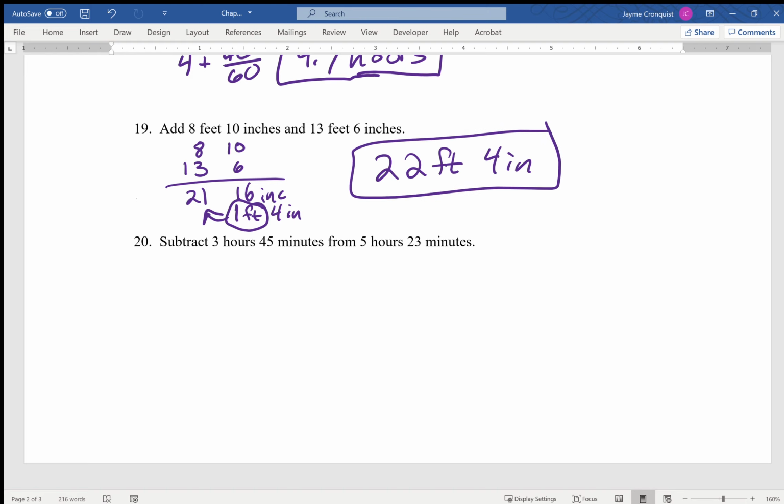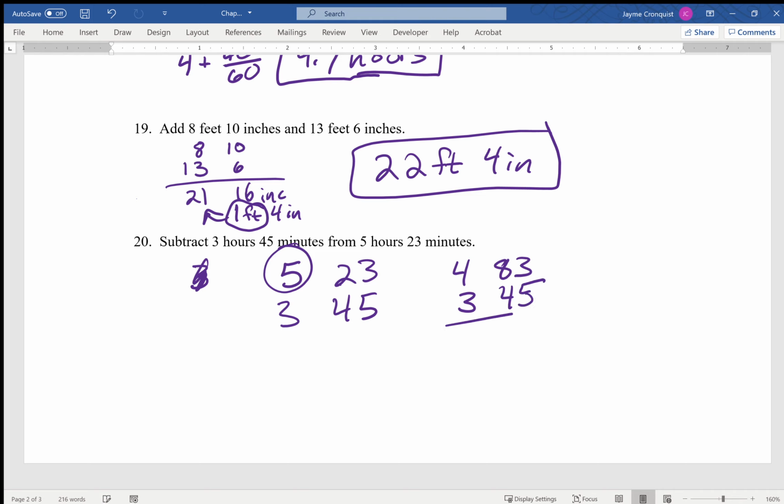Okay, now we're doing it with time. Subtract 3 hours from, so that's not the first one. So it's 5 hours and 23 minutes from 3 hours and 45 minutes. Well, I can't subtract 45 from 23, so I'm going to borrow an hour from that. 4 hours, and then I add 60 to the 23, so I have 4 hours and 83 minutes. I'm going to subtract 3 hours and 45 minutes.